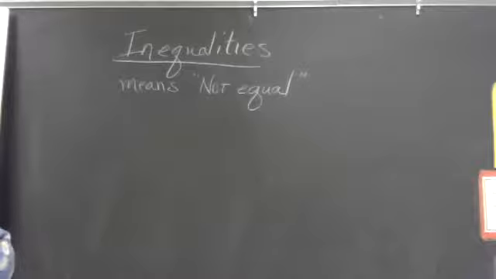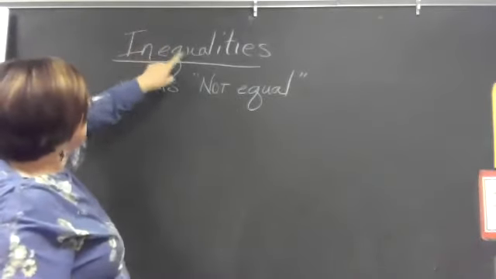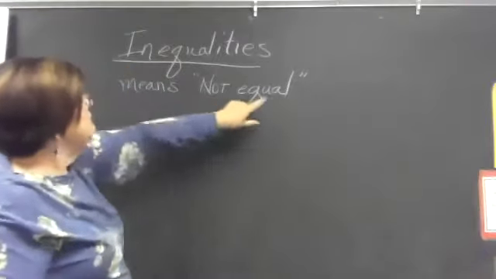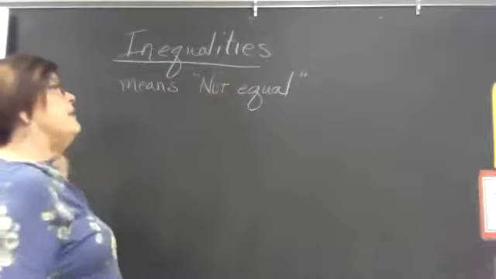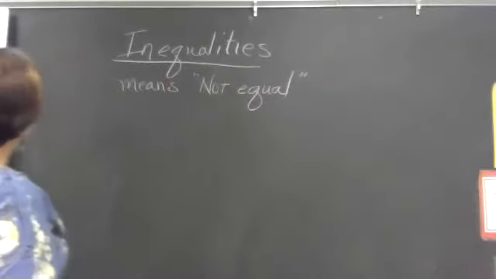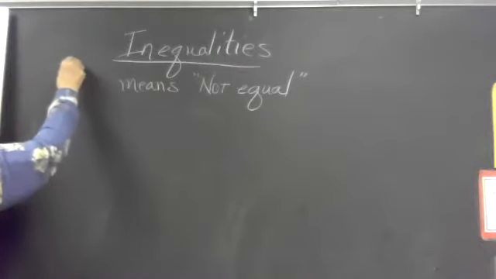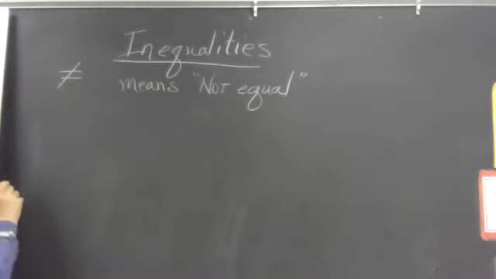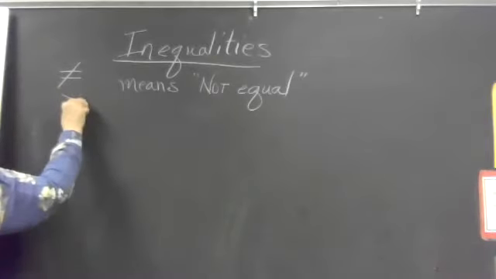Inequalities. When you have this in front of a word, equal, it means not equal. Inequalities are any kind of mathematical operation that's not equal. And so those would include not equal. It's simply an equal sign with a line through it. That means not equal. We also have a greater than.